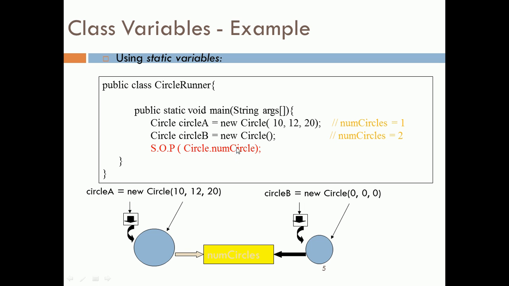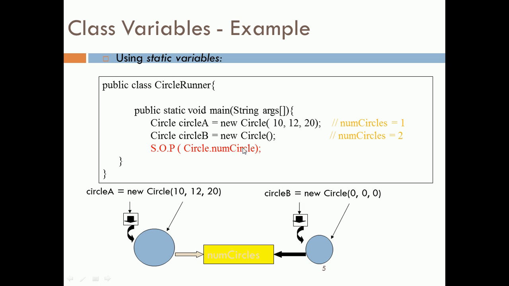Here you can see, as num circle was declared public, it is accessible in the runner, and I have printed it using the class name. Why is it possible? Because it is a static data member. Num circle is a static variable, so it belongs to all the objects. So you can say it belongs to the class itself. The compiler allows us to access the static data members using the class name. Now 2 will be printed here.